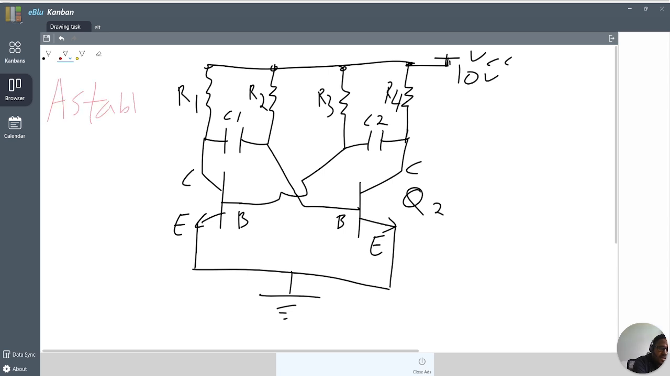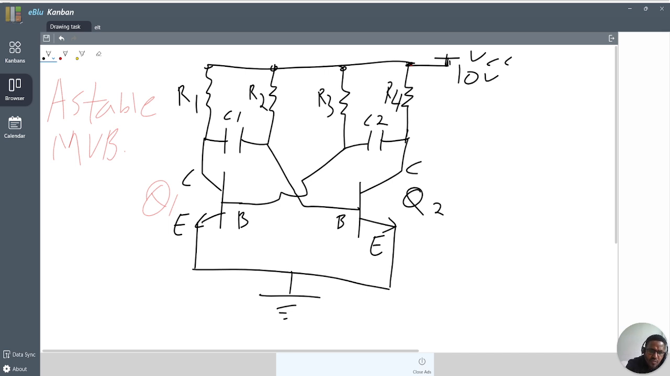Astable multivibrator. So when we apply a voltage source to the circuit, let's say this one is Q1, and this is Q2.